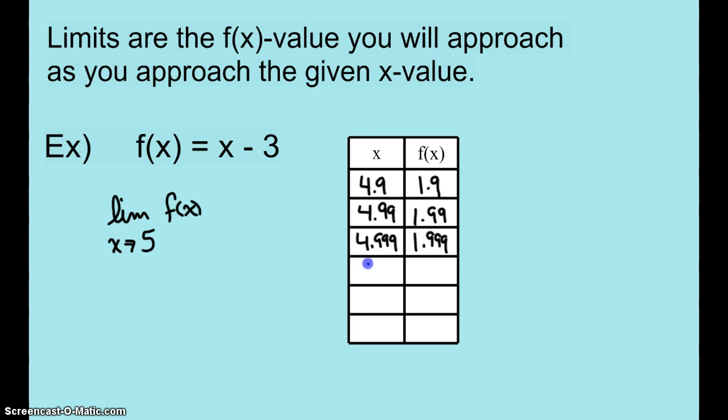Let's go ahead and put a 5.1 into that function, and you get 2.1. Put in a 5.01, and you get a 2.01. Put in a 5.001, and you get 2.001. So intuitively, it looks like the limit of f of x as x approaches 5 is 2. And actually, analytically, it is that. Let's go ahead and move on to another function and play around.